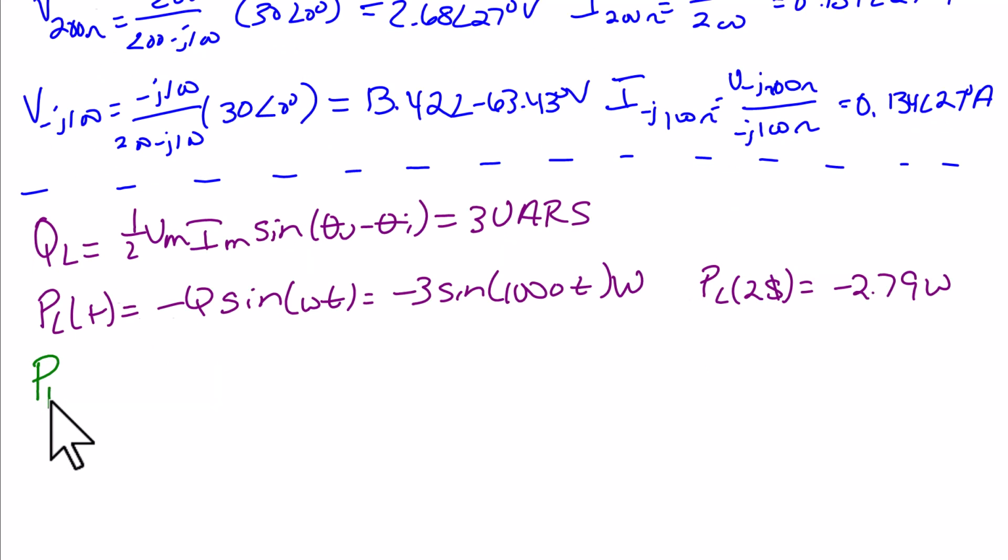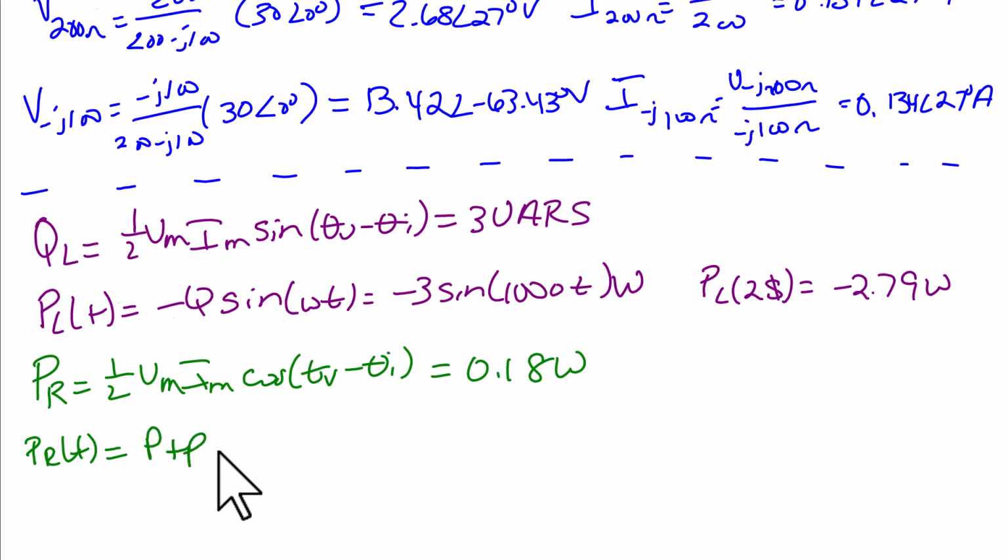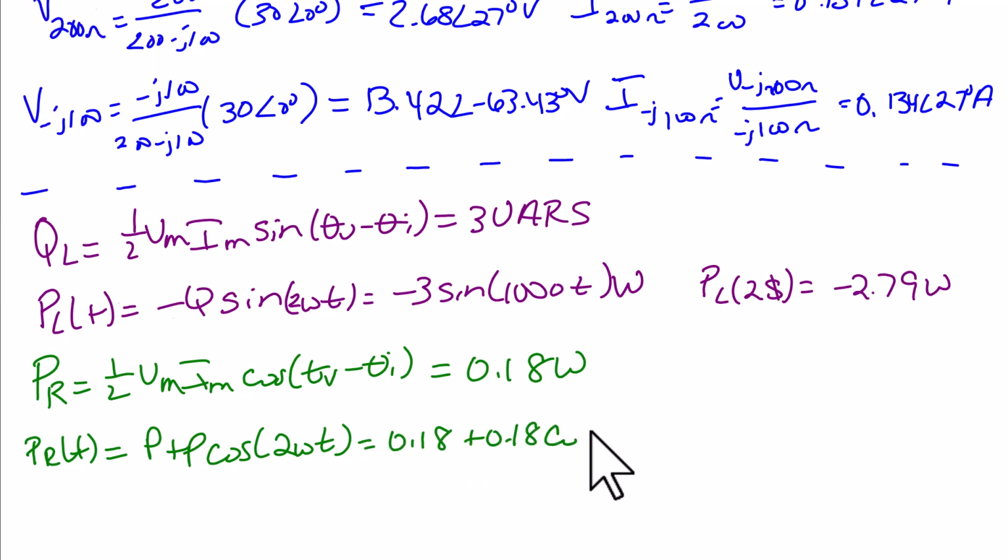The average power for the resistor is given by 1/2 Vm cosine theta V minus theta I, which is 0.18 watts. And the instantaneous power, PR of t, is given by P plus P cosine 2 omega t, which would be 0.18 plus 0.18 cosine 1000 t. And then we evaluate that at 2 seconds, where the power at 2 seconds is equal to 114 milliwatts.